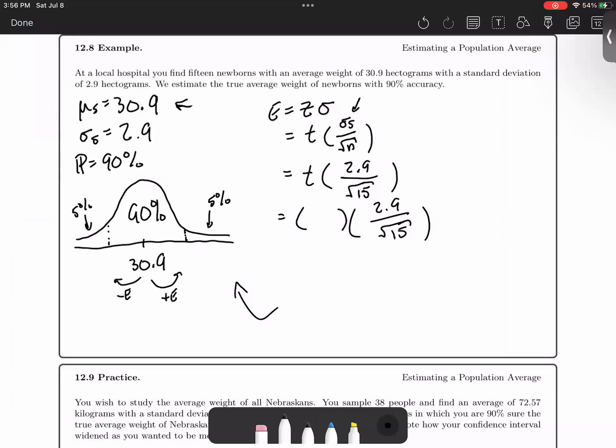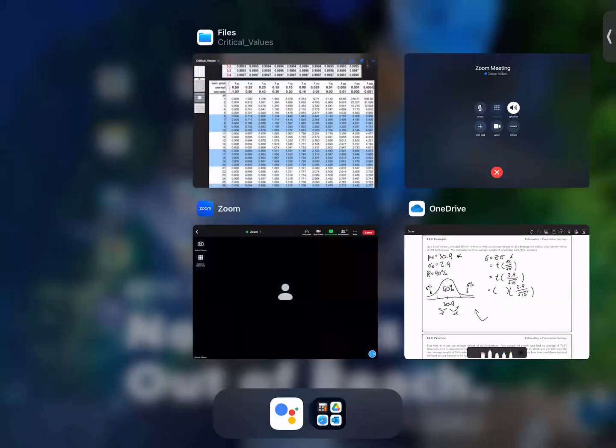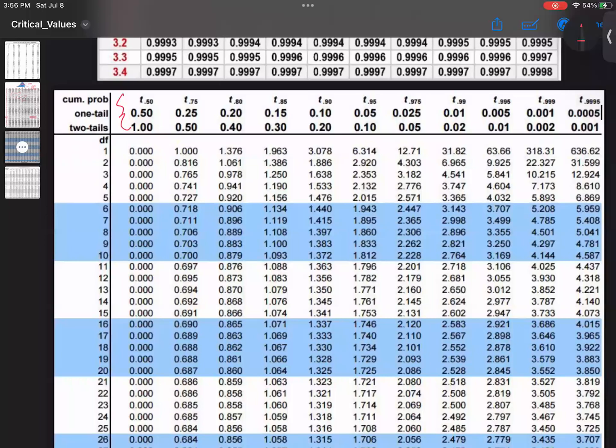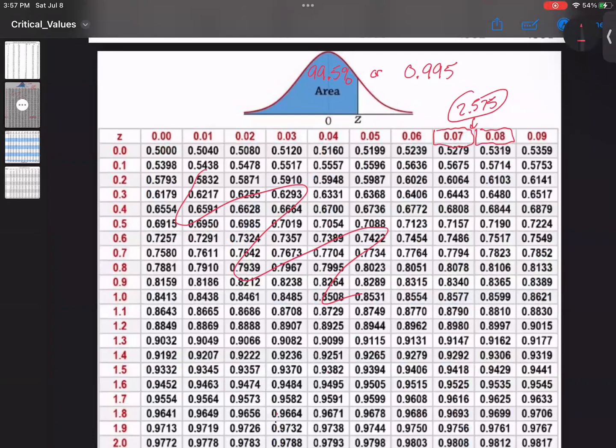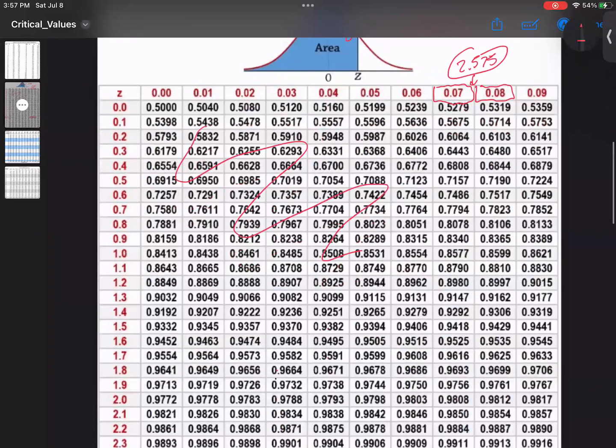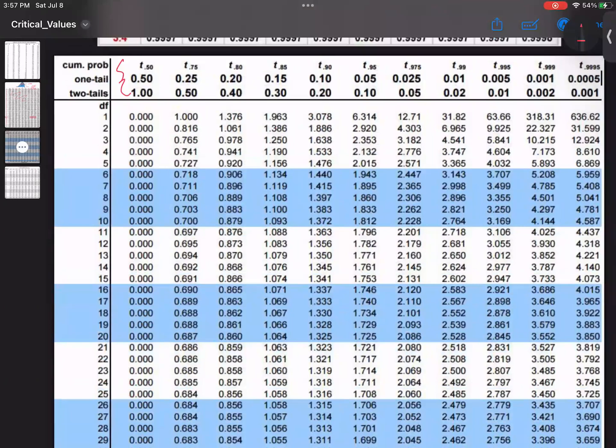So note, I have 90% in the middle and 5% in each of my tails. So let's find which critical value we need. Now, again, this is not a proportion. So we are not going to be using z-scores. We are going to be using t-scores. But as long as you have that picture drawn, you're going to choose the right one. So notice here, as I go down the column, I'm looking at degrees of freedom, not sample size. So my sample size was 15, meaning my degrees of freedom is one less than that. We're looking at 14.